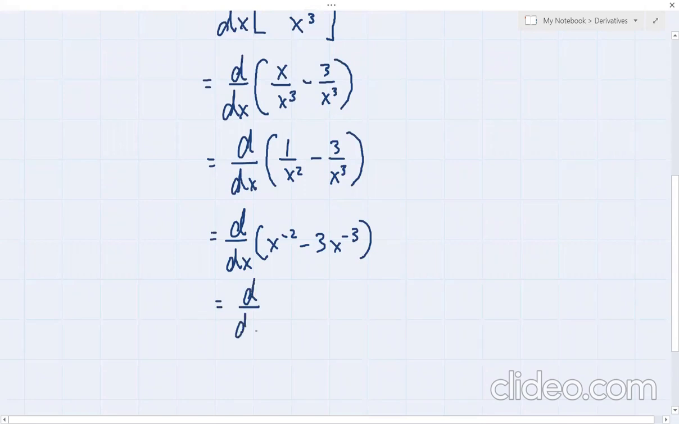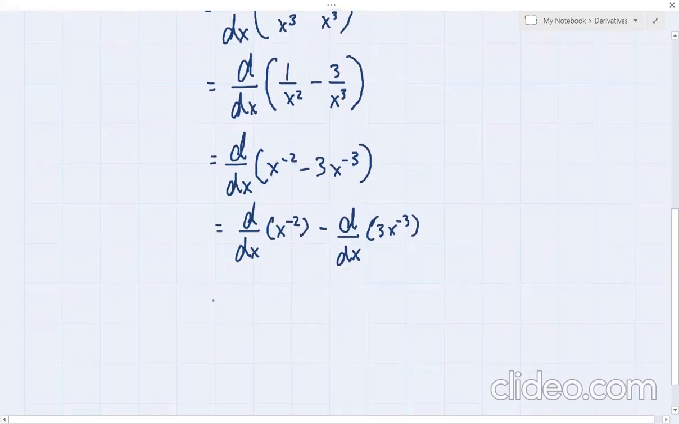Ayan. So therefore, we can now apply sum and difference rule of differentiation. So we have this one. So the derivative of x raised to negative 2 minus the derivative of 3x raised to negative 3. O, diba? It's easy. Now, kunin natin yung derivative nilang dalawa. Ito, we will use power rule of differentiation. So magiging negative 2 times x raised to negative 2 minus 1. Tapos dito sa second term, meron tayong constant at algebraic function. So we will have 3 times the derivative of x raised to negative 3.